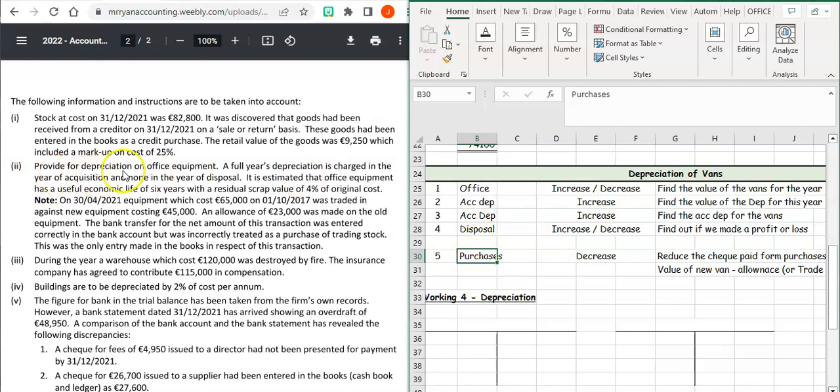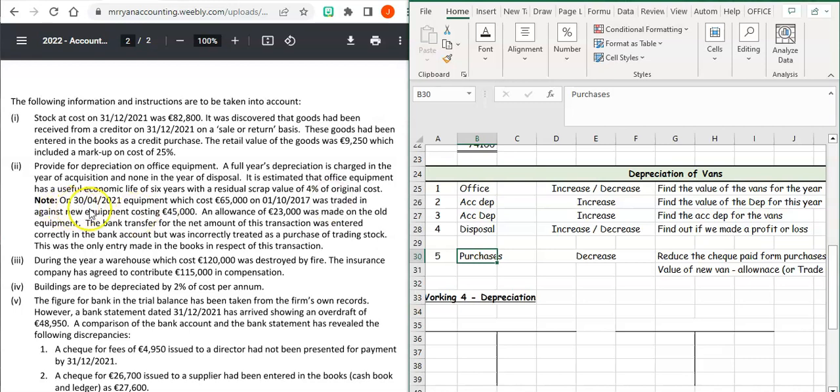So this adjustment says provide for depreciation on office equipment. A full year's depreciation is charged in the year of acquisition and none in the year of disposal. So that's going to be important when we're calculating the depreciation. It's estimated that the office equipment has a useful economic life of 6 years and a residual value, scrap value, of 4% of the original cost. So it's a little bit different from the previous ones that would have been straightforward. So basically what it's saying is that when we sell this asset, we want to have some value of this asset, and that value is going to be 4% of cost. So you need to calculate the 4% of cost first, take it away, and then that new figure is what you're going to calculate your depreciation on.